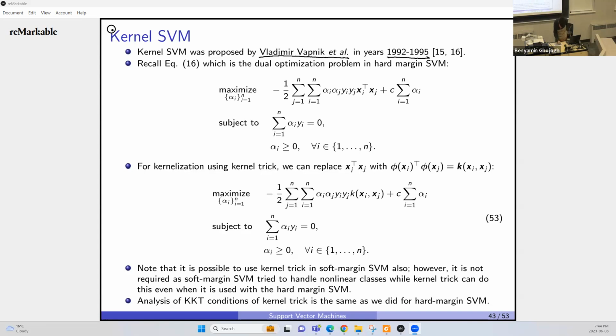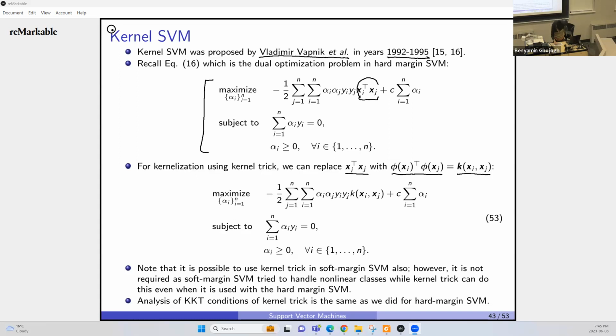So what did they say? Recall equation 16. In hard margin, this is the dual optimization problem for hard margin SVM. Then for kernelization, using the kernel trick, we can replace xi transpose xj with phi xi transpose phi xj, and this is the kernel of xi and xj. Why can we do that? Interestingly, the dual optimization problem only has xi transpose xj in it. It doesn't have a single xi or a single xj. So we can apply the kernel trick on that.